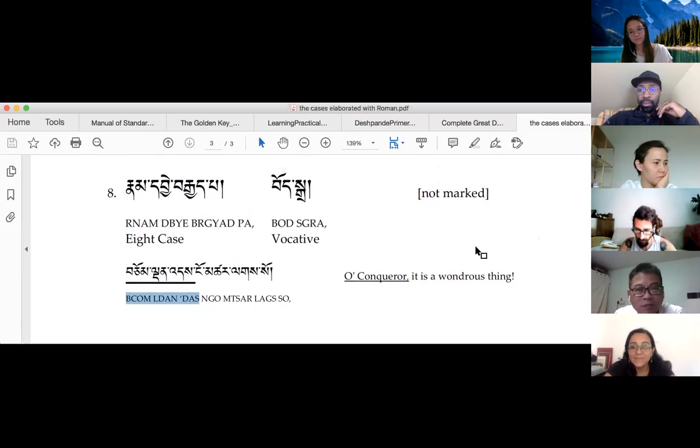Ladun is 3 of them: direct object, indirect object, and locative. 2 of them are not marked: the nominative and the vocative. First one and the 8th one. And lay and nay are used for the ablative, like where's something from.